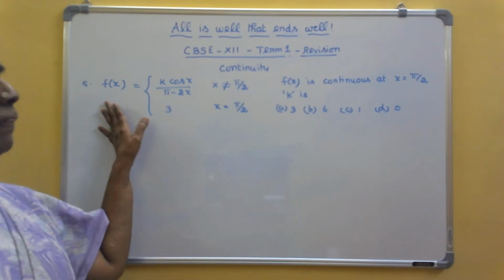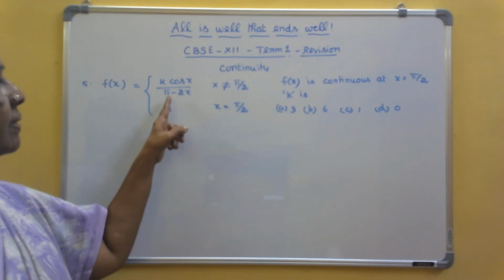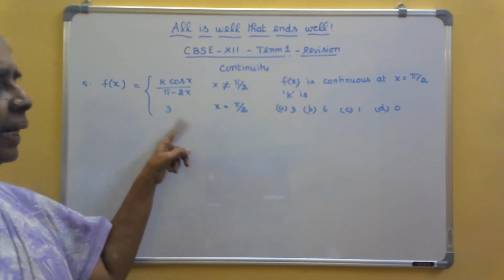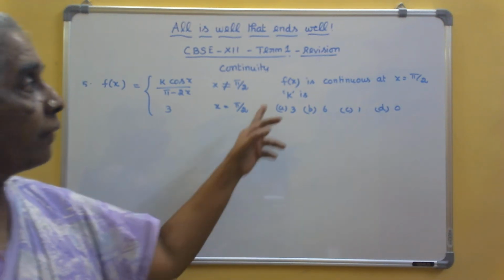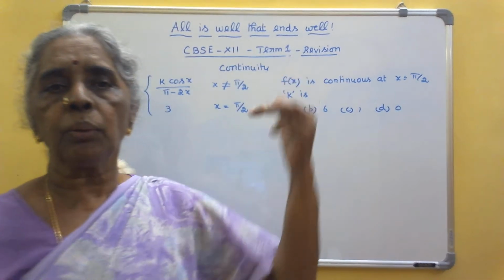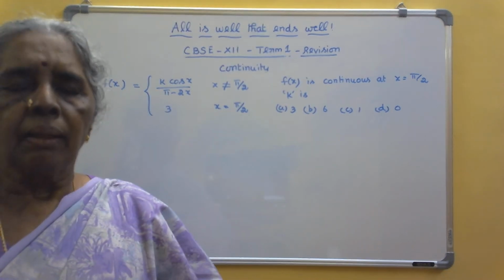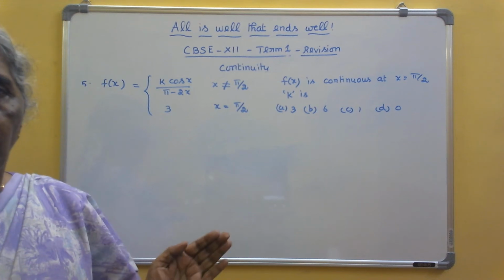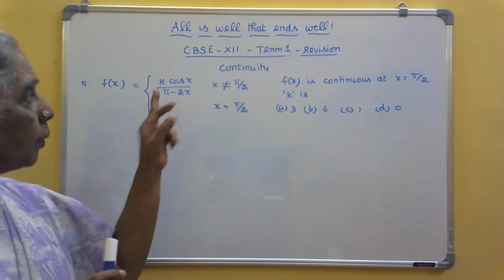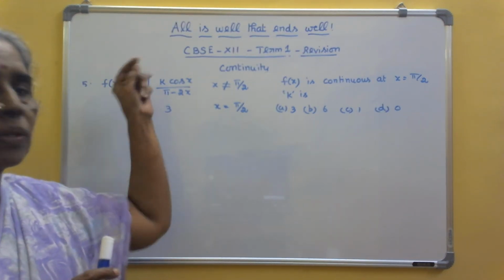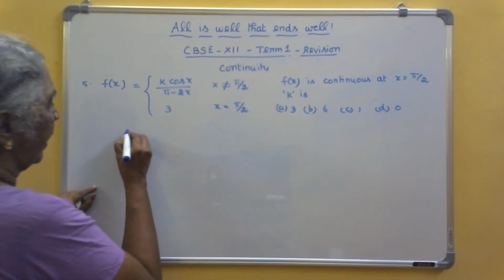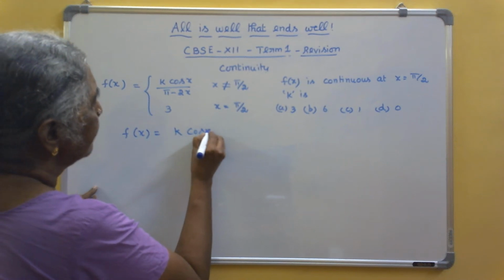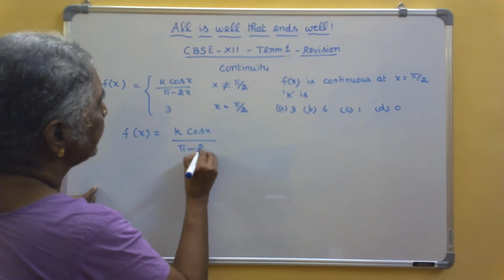Fifth sum. f of x is equal to k cos x by pi minus 2x, x not equal to pi by 2. It is equal to 3 when x is equal to pi by 2. f of x is continuous at x is equal to pi by 2. Find the value of k, right? Now, here it is not like 0, it is pi by 2. So, I am going to do some steps for the f of x. I will write my f of x is equal to k cos x by pi minus 2x.